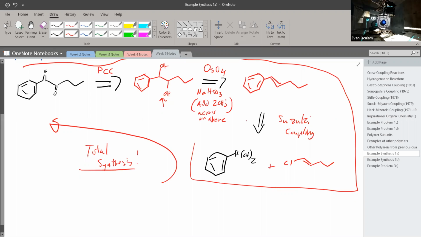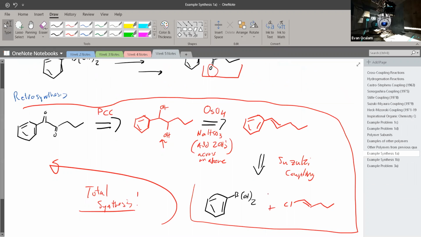So let's see what we did. We did Suzuki coupling, some boronate plus a vinyl halide, to get to this C double bond. From that C double bond, we use osmium tetroxide to add the two OHs next to each other on the ring. And then we use PCC in order to get to these ketones right here.